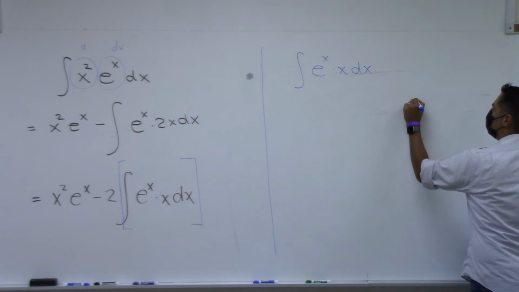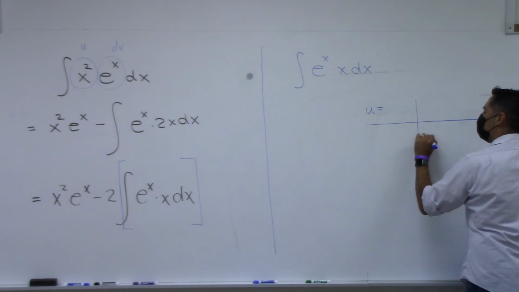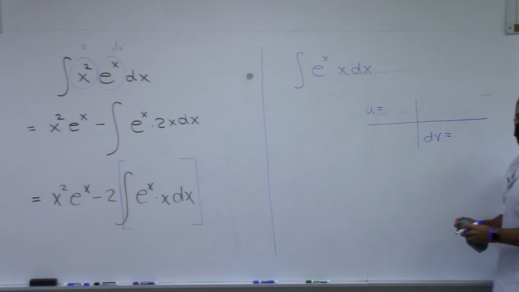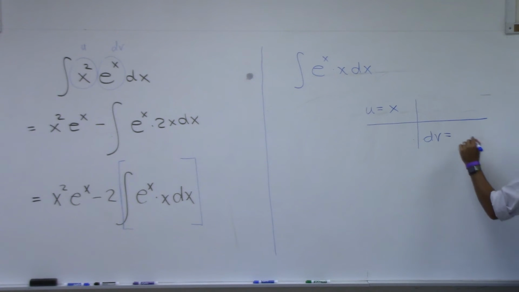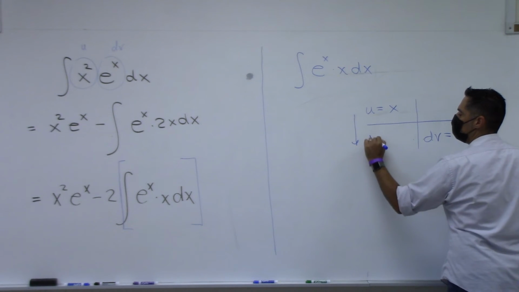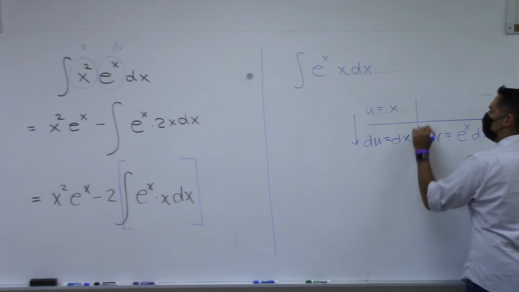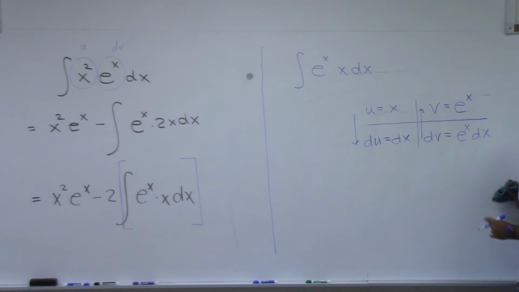Okay, same thing. I need to make a little table here. Choose my u and my dv again, and then go through the process. So I'm going to let u be x, and then dv is the e to the x dx. I complete the table here. du is dx. And I integrate up here. v is e to the x again. So there's my little table for that.